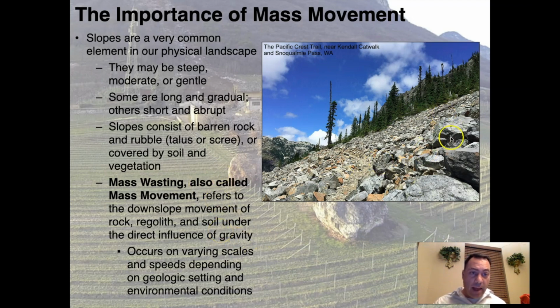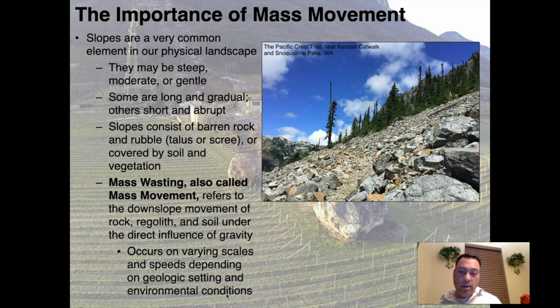So all of this happened because gravity pulled those rocks down towards the center of the earth. That's effectively what's happening here. The mountains rose up, and then the mountains are failing through these landslides and depositing rocks down these slopes. It occurs on varying scales. It can be very large, it can be very small, and speeds. It can go very fast or very slow, depending on the geological setting and environmental conditions.